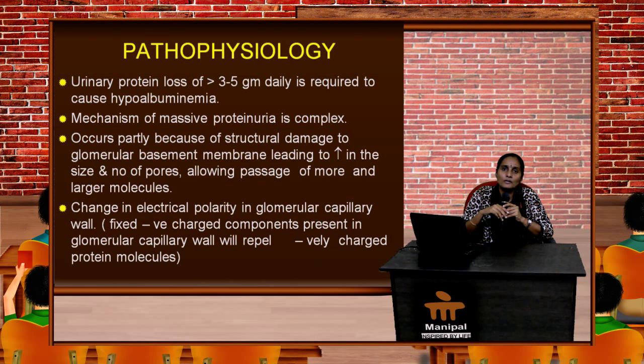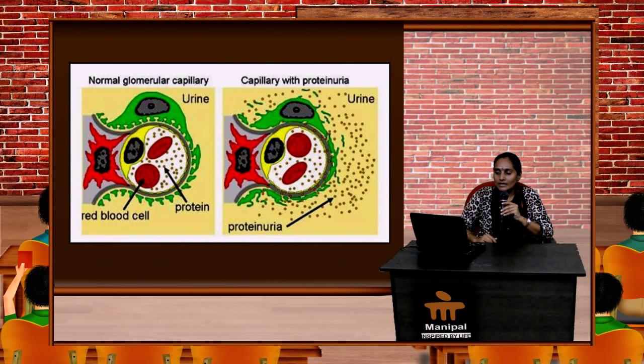There is a change in the electrical polarity in the glomerular capillary wall. There are fixed negatively charged components present in the glomerular capillary walls, and they will repel the negatively charged protein molecules. And this is one of the main mechanisms. And I would like to show a pictorial depiction for you all.